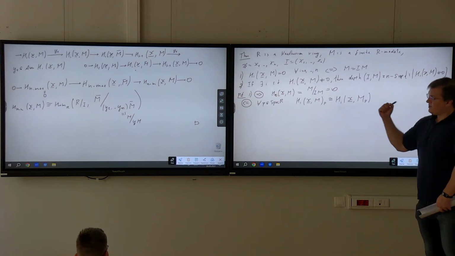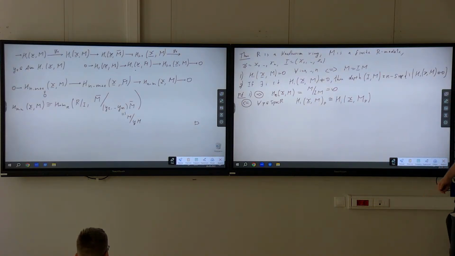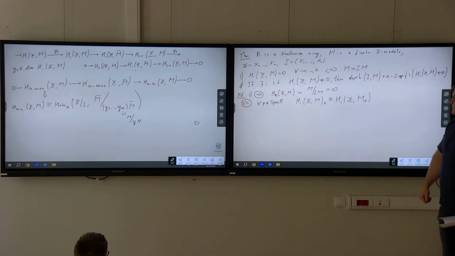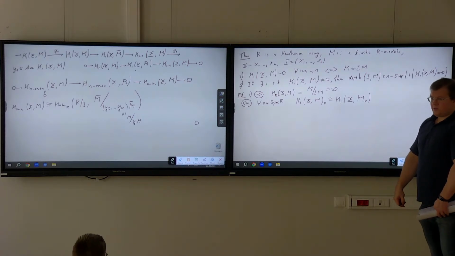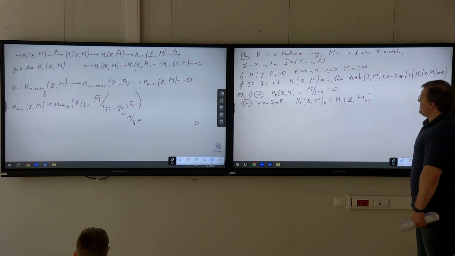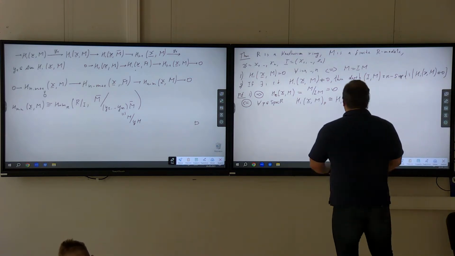Do you see why we have such an isomorphism? Well, because localization is flat. Localization is of course flat. It's an exact functor, so it preserves homology. So we'll get this.